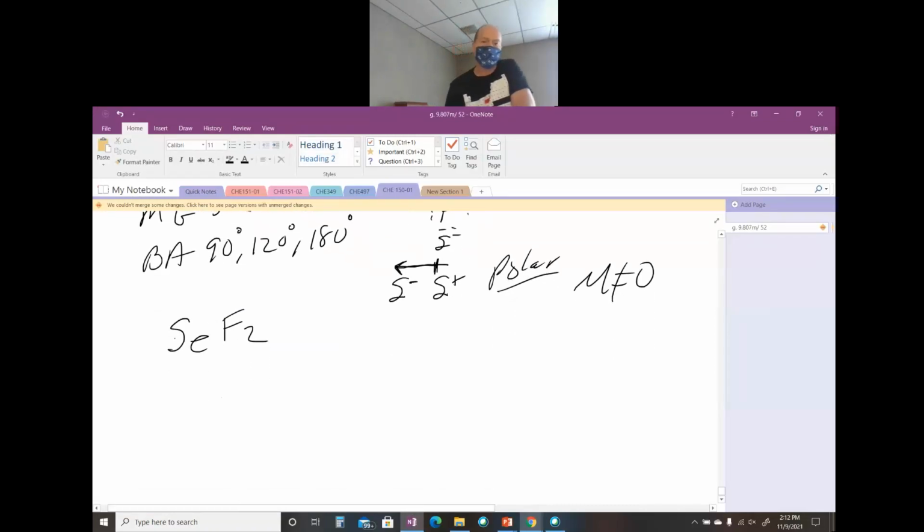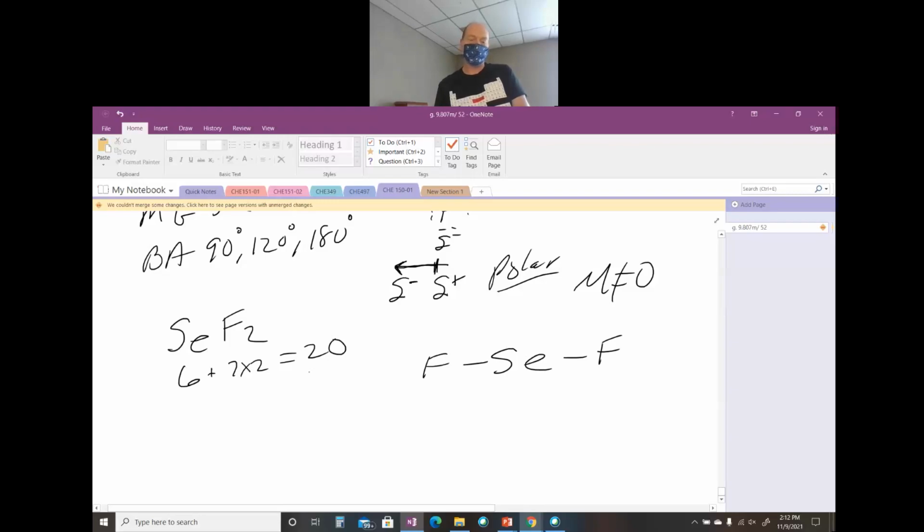All right, so Se is right below sulfur on the periodic table. So that is 6 valence electrons. And then we have 7 times 2. So we have a total of 20 valence electrons. Se is the central atom, and so it is bonded to 2 Fs. So the bonds require 2 electrons, and so 2 bonds require 4. We have 16 electrons, which is the perfect number to give all of the atoms an octet.